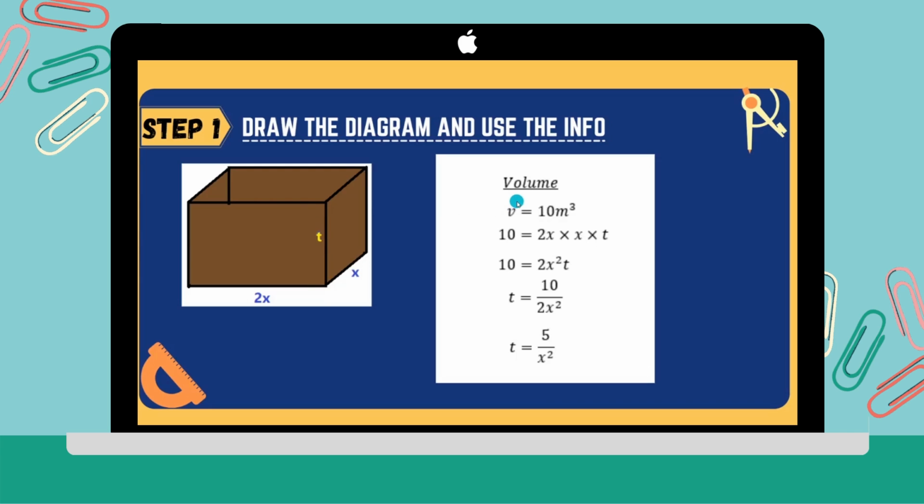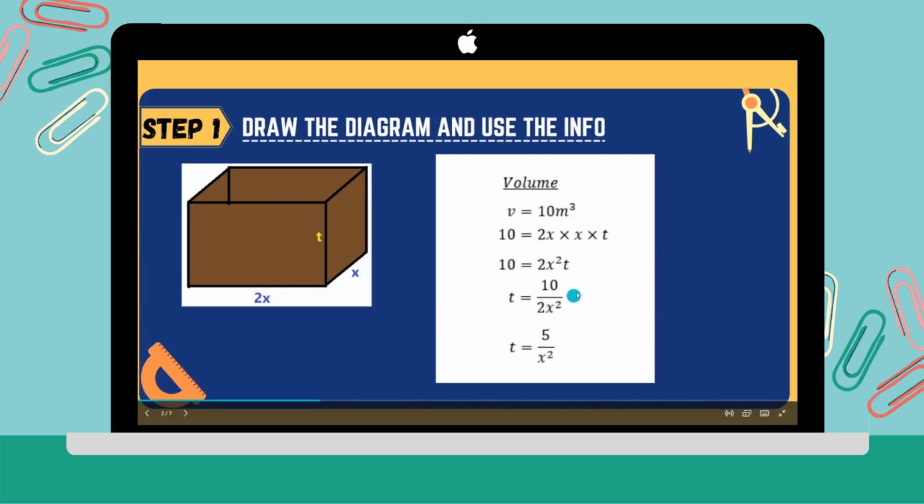Continue. The question informs that the volume is 10 cubic meters. So we can write V equals 10 m cubed. So 10 equals the formula for volume, which is length multiplied by width multiplied by height. So 2x multiplied by x multiplied by t, we get 2x squared t. And simplify it, so t equals 5 over x squared.